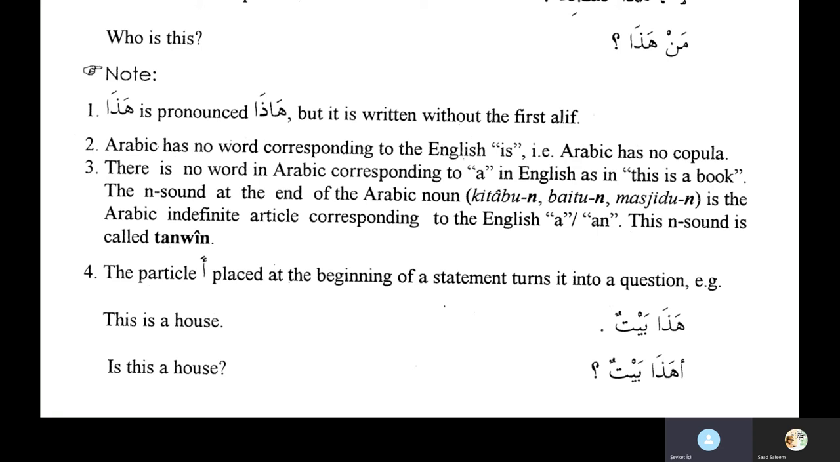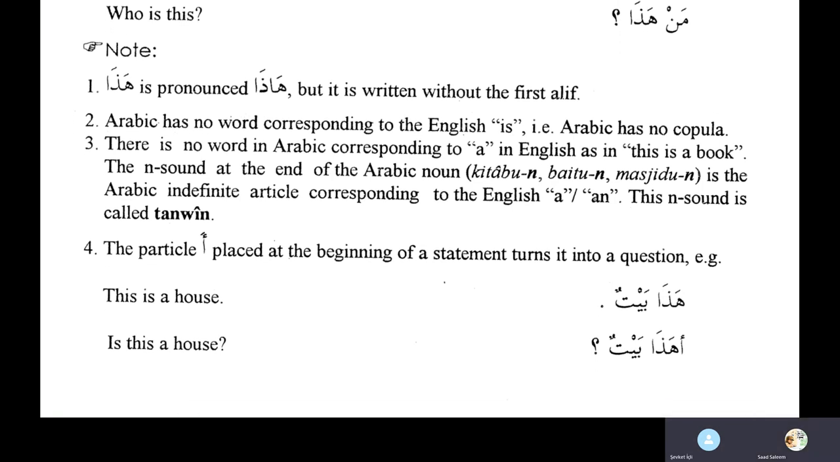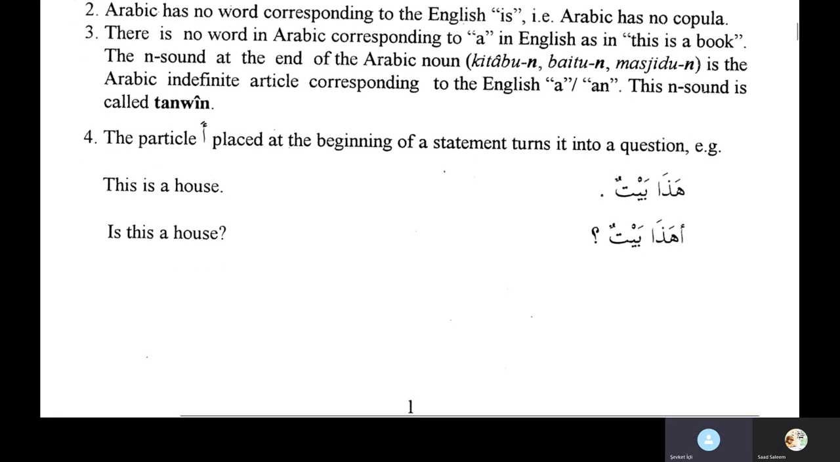The "n" sound at the end of the Arabic noun, kitabun, baytun, masjidun, is the Arabic indefinite article corresponding to English "a" or "an". This "n" sound is called tanwin. The particle alif, hamza, placed at the beginning of the statement turns it into a question. Haza baytun, this is a house. Ahaza baytun, is this a house?